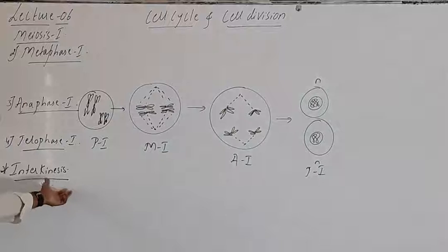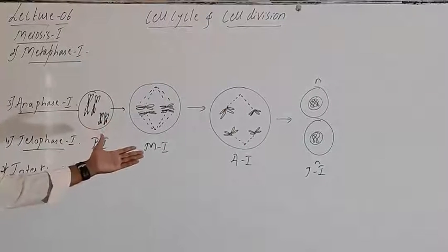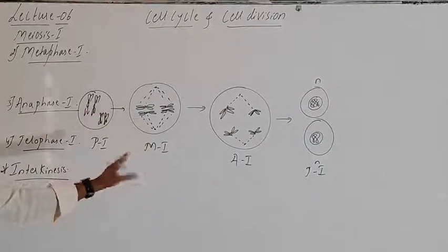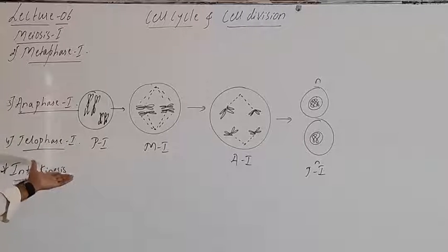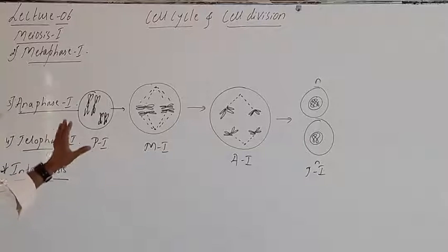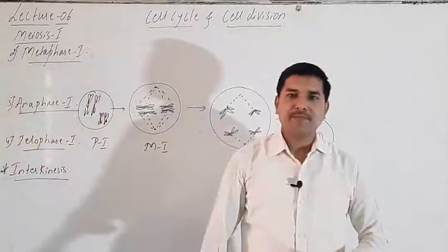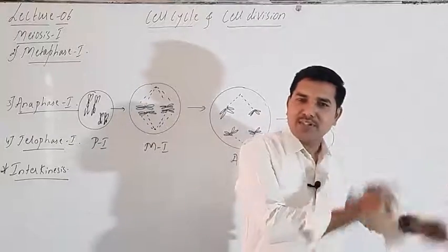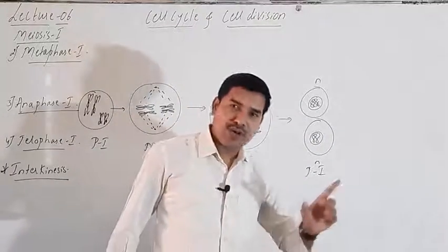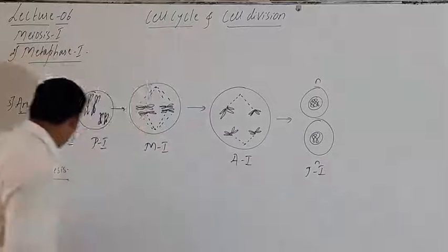This intrakinesis is very short-lived. That's why this intrakinesis is said to be a shorter stage, a smaller phase between meiosis 1 and meiosis 2. Then what happens? Then the meiosis continues. Meiosis 2 continues. Now comes the part of the meiosis 2.